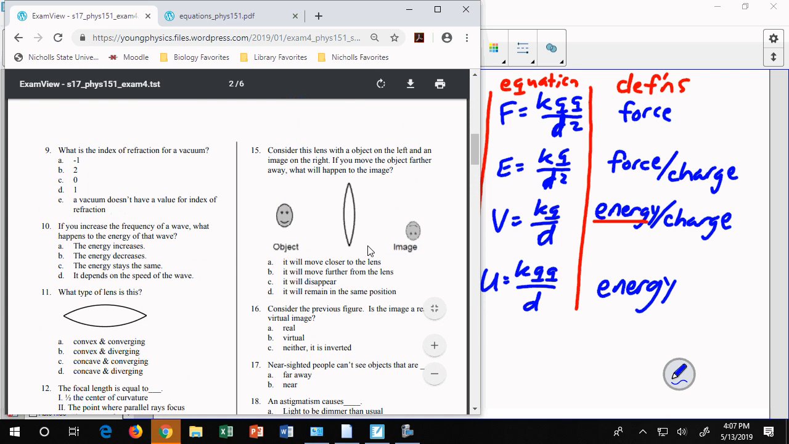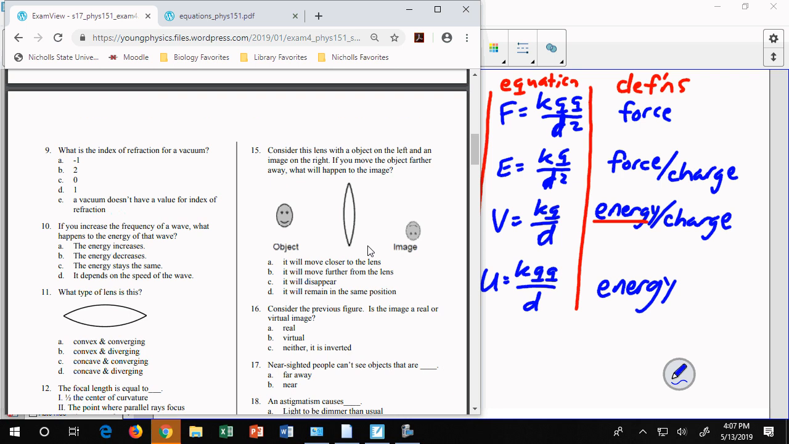And then consider this lens with an object on the left, image on the right. If you move the object farther away, what will happen to the image? I thought it was going to go further away. You would think that, right? Yeah, but no, it actually moves closer.